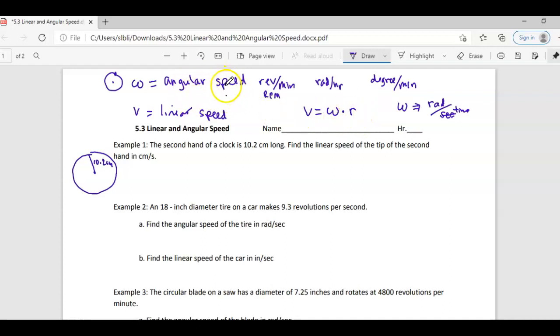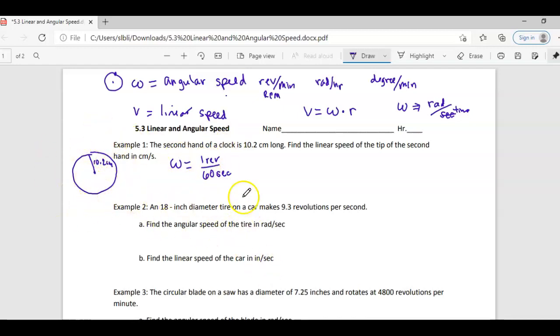But remember, we need our angular speed to be in radians per amount of time. That's what we want the units to be before we start. Angular speed is just equal to however many revolutions in however much time. Think about the second hand on a clock. Since it's counting seconds, it goes all the way around in 60 seconds. So the angular speed is one revolution every 60 seconds.